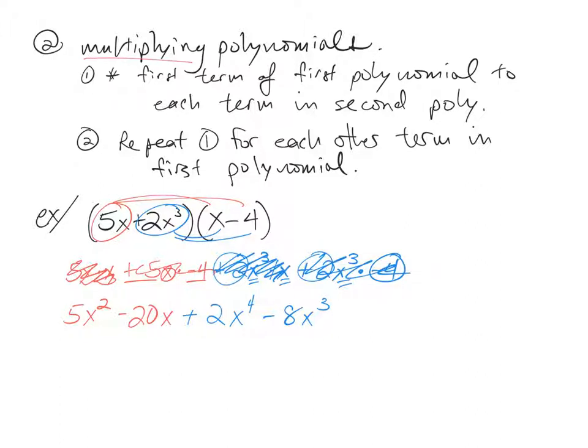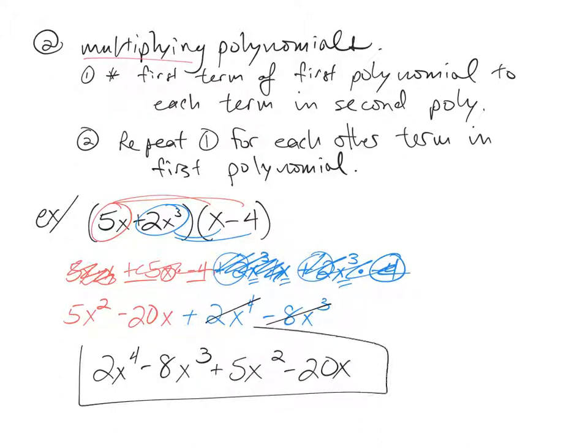Final step here, we like to write things in descending order, so let's do that. There would be 2x to the fourth minus 8x cubed, because this is the biggest exponent, then the next biggest exponent, plus 5x squared minus 20x. And this is the standard form of the multiplication of all that.